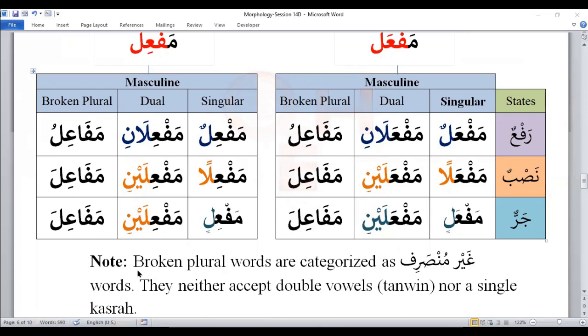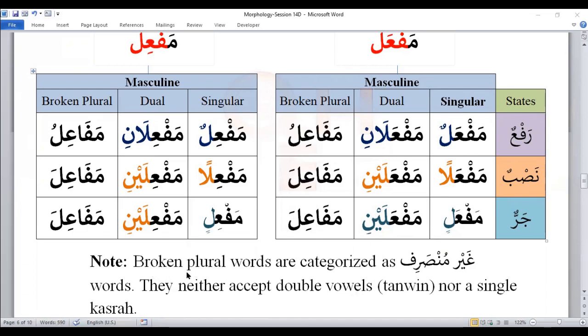Over here, we have a note. Broken plural words are categorized as غير منصرف words. They neither accept double vowels, which is called tanween, nor a single kasra. So this is a very important point. Broken plural words are غير منصرف words. They do not accept double vowels. That's why you do not see double vowels. Also, they do not accept a single kasra. That's why for the jar, you do not see a single kasra. Okay, so that's an important point to learn.